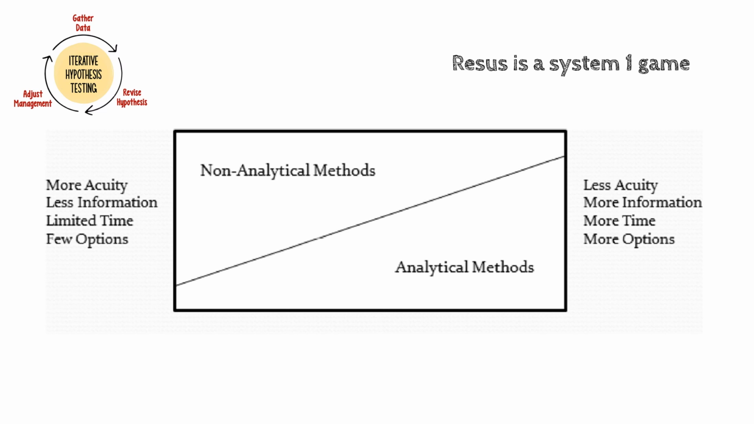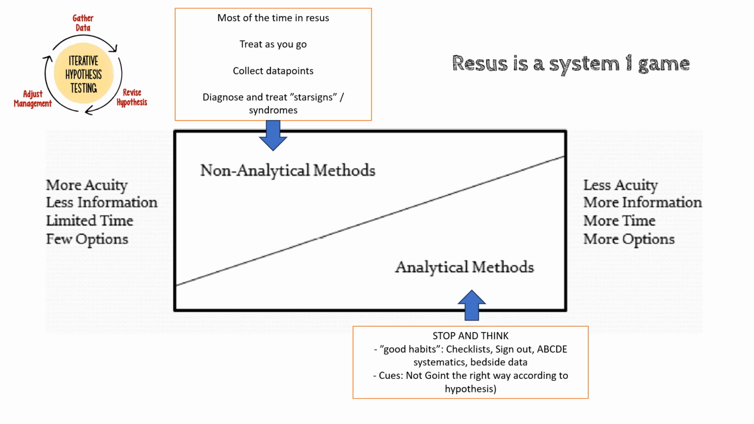So we can say, this is from a paper, I can't remember by whom, I think I have the reference down here, that resuscitation of a critically ill patient is more of a system 1 game than a system 2 game. You don't have the time to go into analytical mode and think through all your steps. You do your ABCs, you gather your information, you treat, and instead of knowing exactly what you're treating, you get some small data points that become a picture, what you call a syndrome, and you try to treat that syndrome.